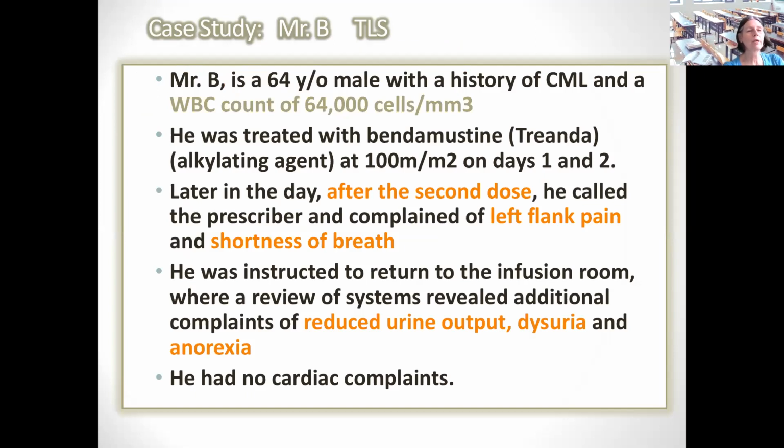He was treated with Trienda, okay, an alkylating agent on days 1 and 2. After the second dose, flank pain. That sounds like kidney pain, right? Shortness of breath. He was told to come back to the infusion room where we immediately did a review of systems and a physical exam on him. He had decreased urine output, painful urination, loss of appetite. Thankfully, his cardiac, no chest pain, right?